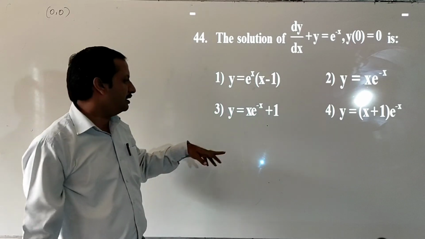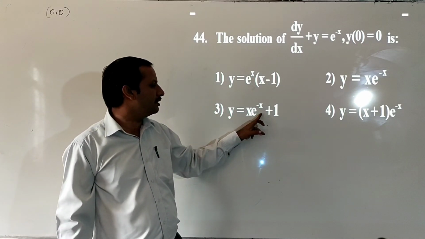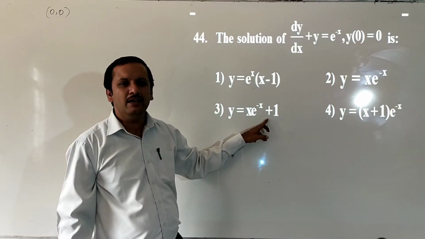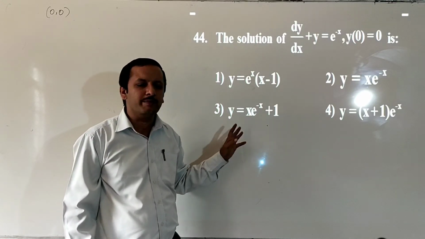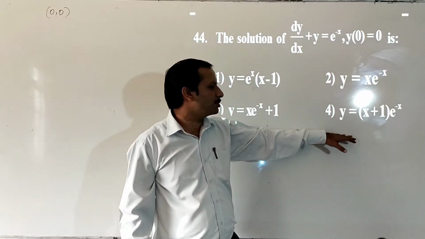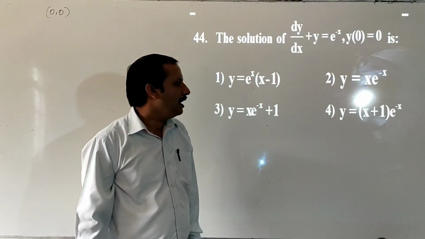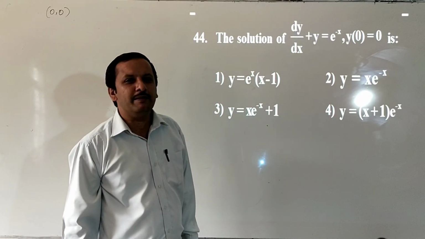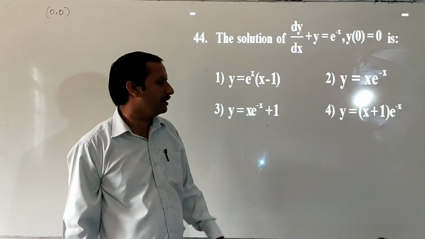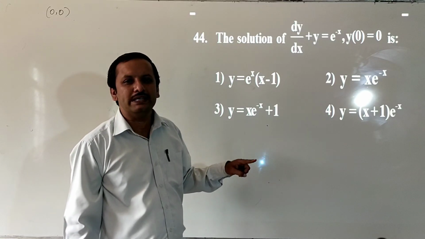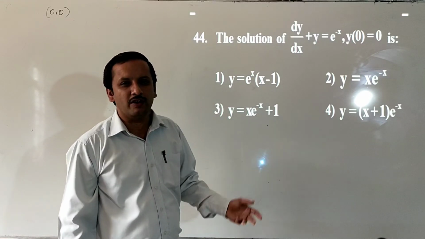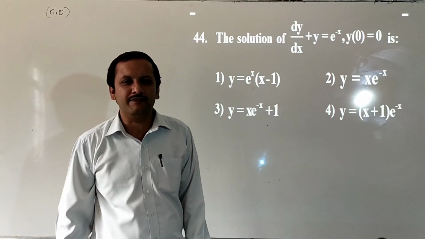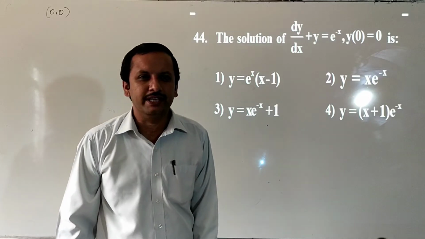Look at third option. If I put x as 0, 0 into this, that is 0, plus 1, 1. When I put x equal to 0, we are getting y equal to 1. So this option cannot be the answer. Look at fourth option. There if I put x as 0, I am getting 0 plus 1, that is 1, into e power 0, which is 1. When I put x equal to 0, y is equal to 1 we are getting. So first option, third option and fourth option are not the answers. The only one option left, which is the second option, that's the answer.